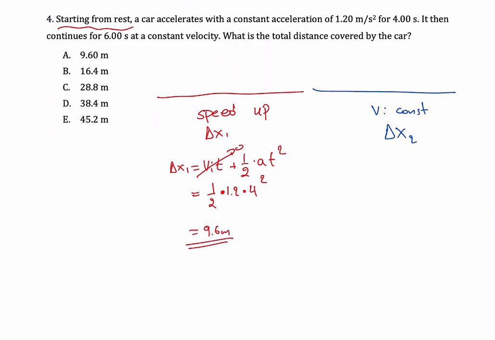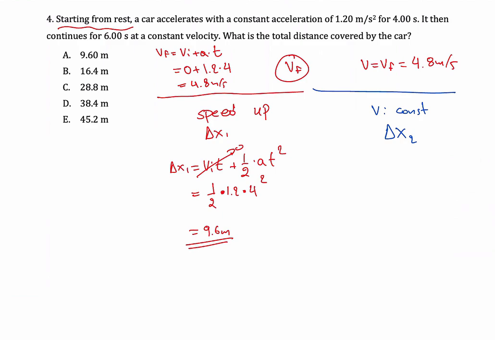However, the car reaches a speed that we call v final, and this v final will be the constant speed of the second motion. So somehow we need to find this v final, and we can say that the v final is equal to v initial plus at. The v initial is 0 plus a, which is 1.2 multiplied by 4, so it is 4.8 meters per second. And again, this final speed of 4.8 meters per second is the speed of the second part of the motion.